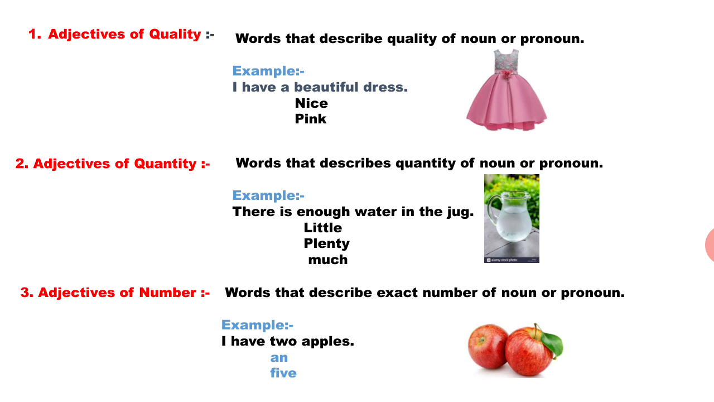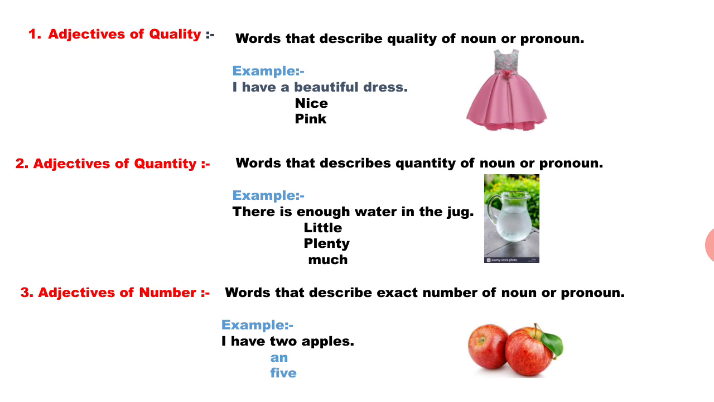Now we will see the second type of adjectives, adjectives of quantity. These are words that describe the quantity of a noun or pronoun. For example, there is enough water in the jug.